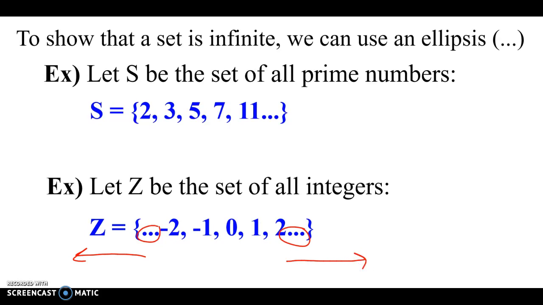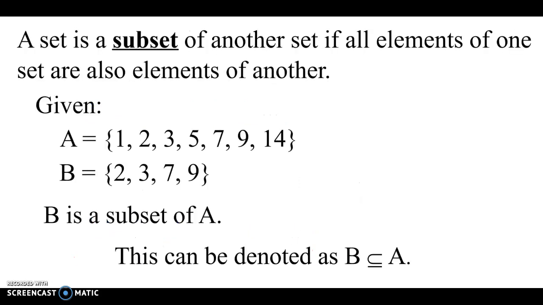If on the test I ask you to give me the set of all integers and you don't put the dot, dot, dot, that's going to be wrong. Because what are you saying if you don't put the dot, dot, dot? You're telling me that the only integers are negative 2, negative 1, 0, 1, and 2, but is that true? No, so you're creating a false set, a false statement by doing that. So make sure you use those when necessary.